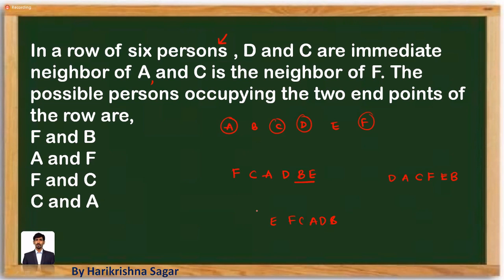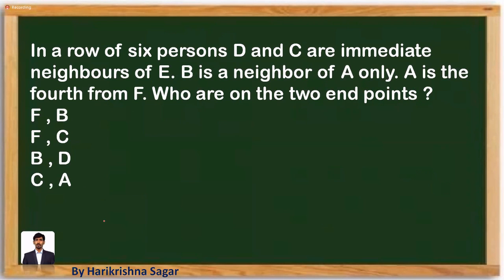So what is a possible answer choice from this? Who is occupying the extreme ends is the question. F and B, it's possible. If I take it like this, A and F is definitely not possible. F and C is not possible. C and A is also not possible. So the answer must be F and B. That's how we can see the question.